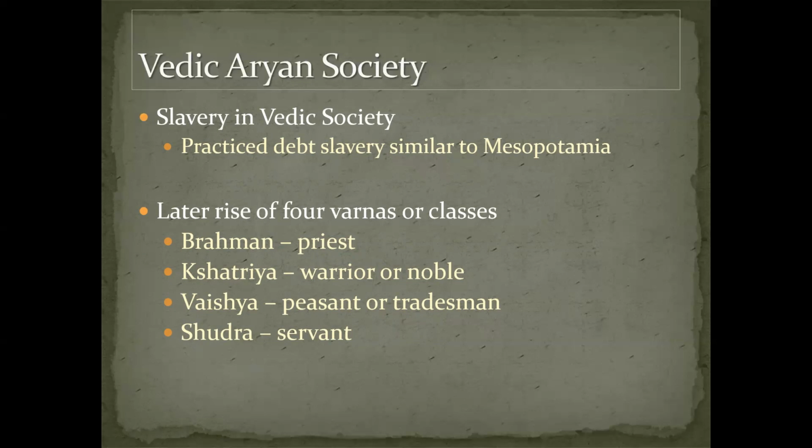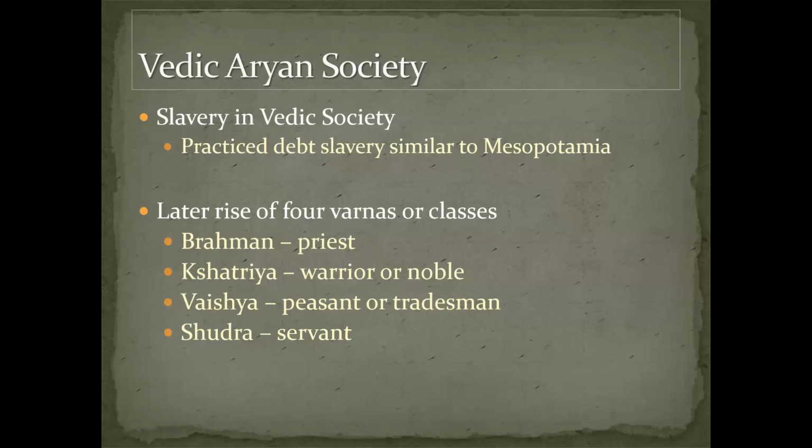And in the latter part of the Vedic age, of course, you have the rise of a system of four varnas, or classes. You can see the breakdown there. We already mentioned the Brahmins. They are the priests.